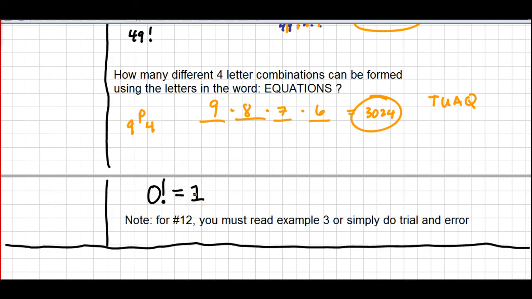One final note about the homework, as students are attempting to do number 12, keep in mind that you must read example 3 in order to get that question figured out. Otherwise, you need to simply do trial and error.